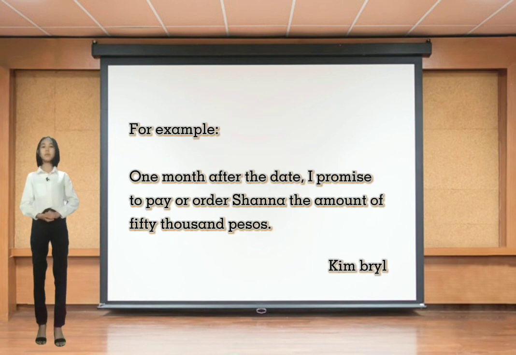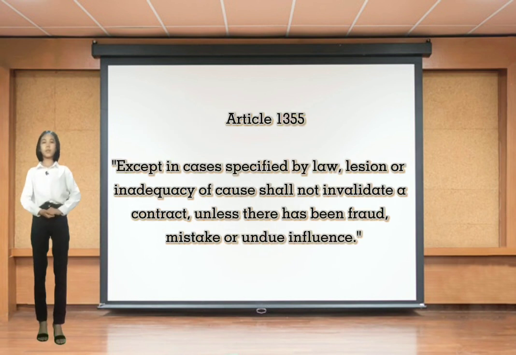For example, in a promissory note: one month after the date, I promise to pay or order Shana the amount of 50,000 pesos, signed by Kim. If you look at the promissory note above, you will notice that it does not state why Kimberly promised to pay, for example that Shana gave something worth 50,000 to Kimberly. Still, the promissory note will be valid even when the cause is not stated in the contract, as long as the law presumes that even if the cause is not stated in the contract, it must exist and the reason is lawful. Next, Article 1355.